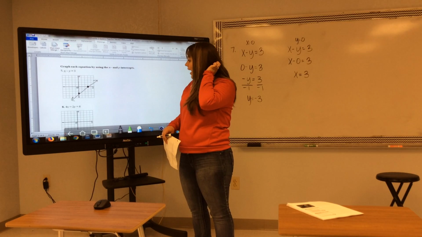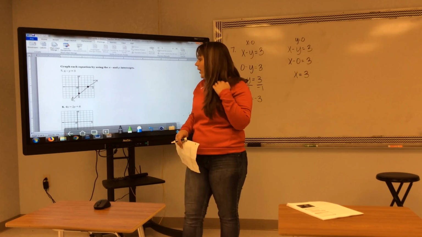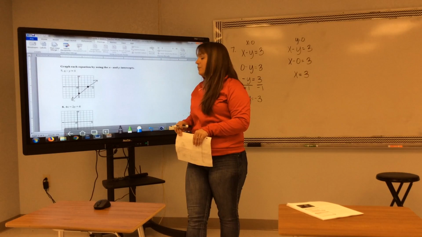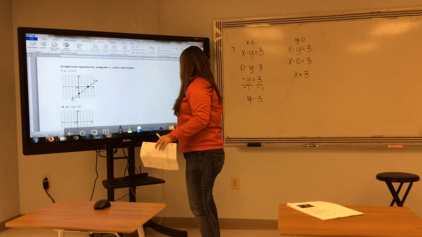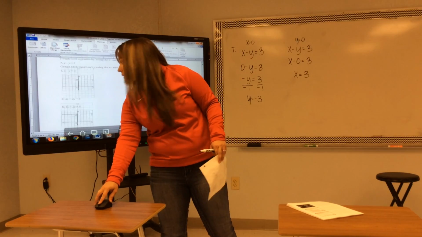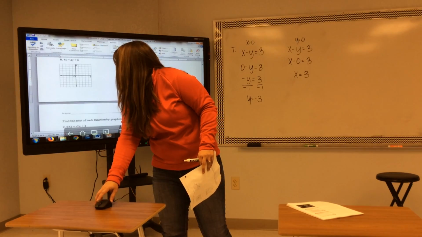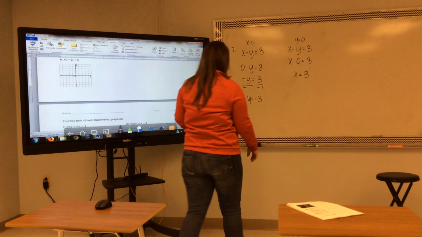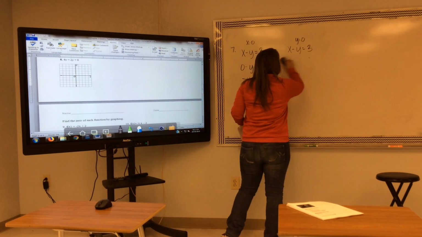Okay? So number 8, we're going to do the same thing. We have 4x equals 2y plus 6. So we're going to go ahead and write that problem out twice. We're going to set x equal to 0 to find the y-intercept, and then we're going to set y equal to 0 to find the x-intercept. So it's going to look something like this.